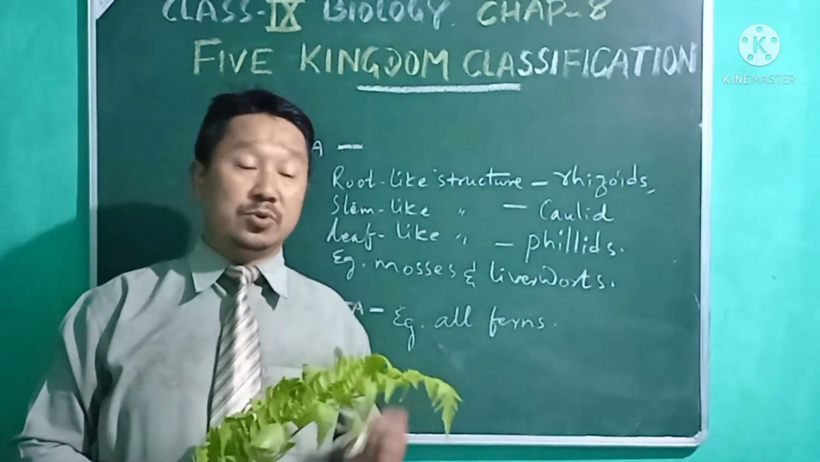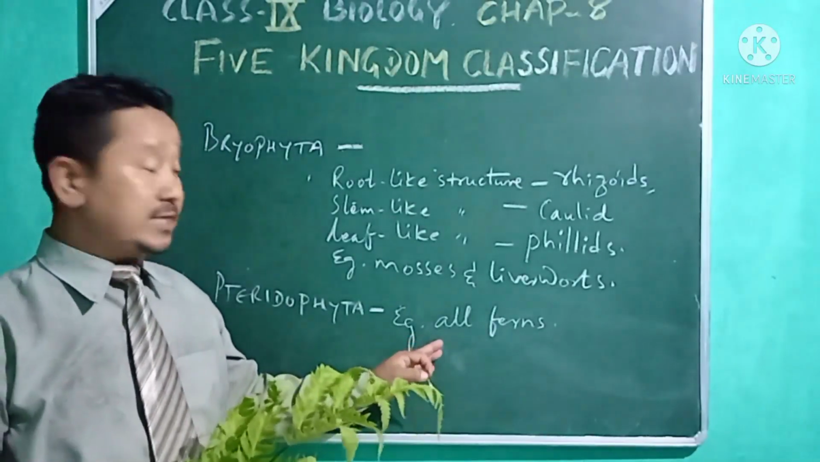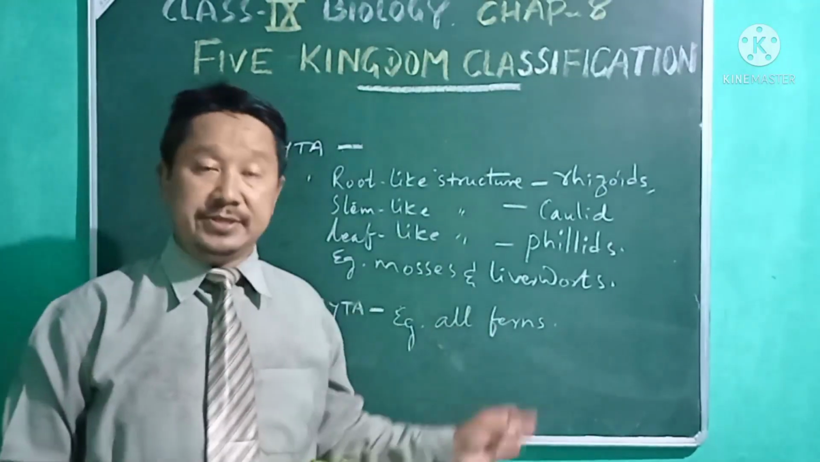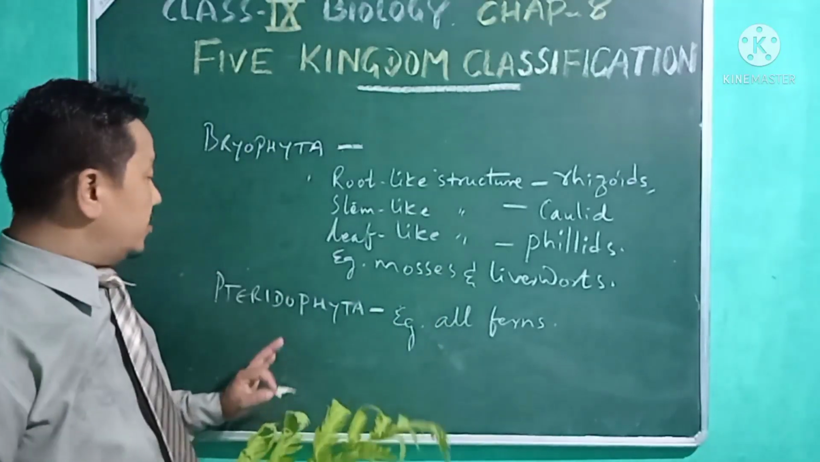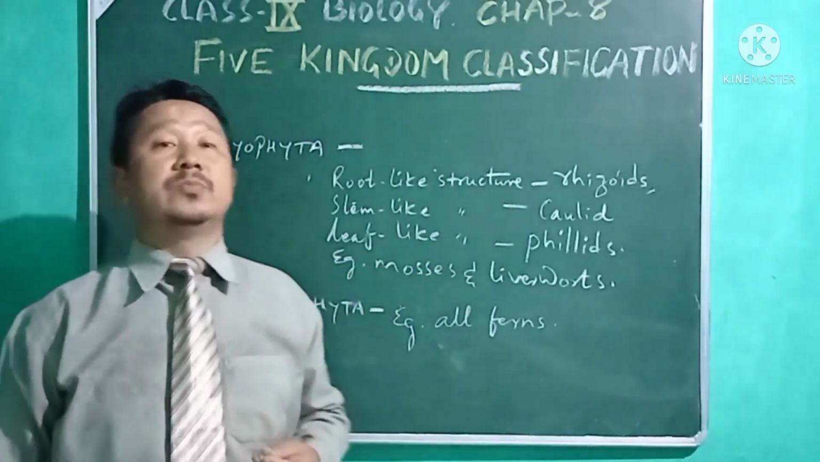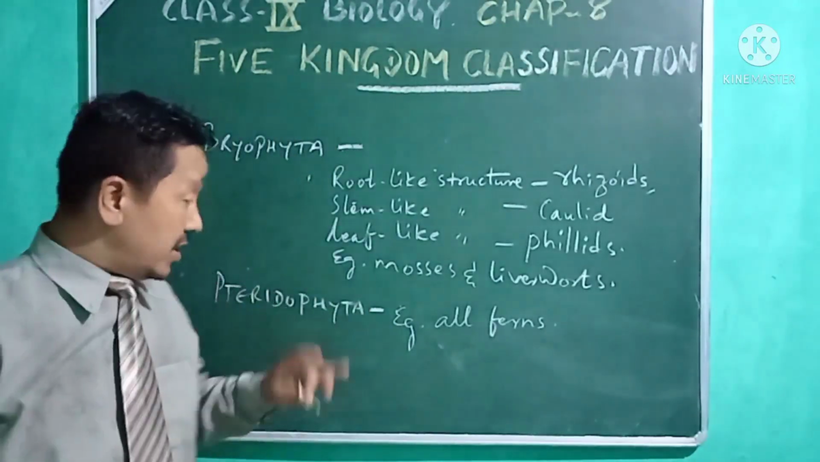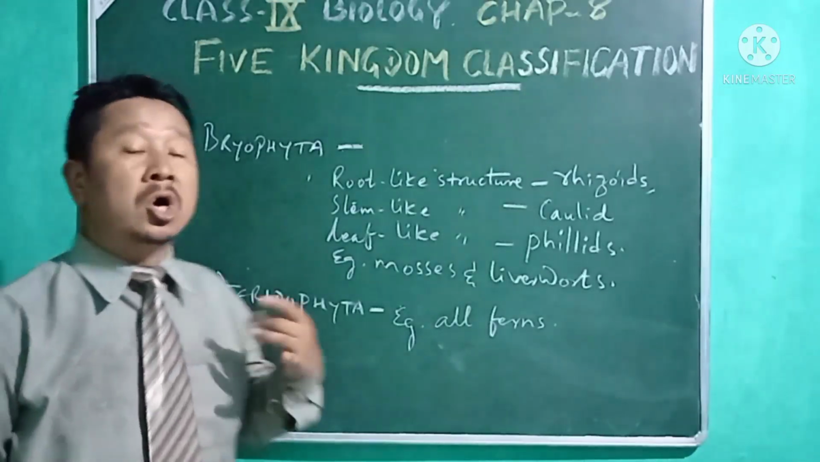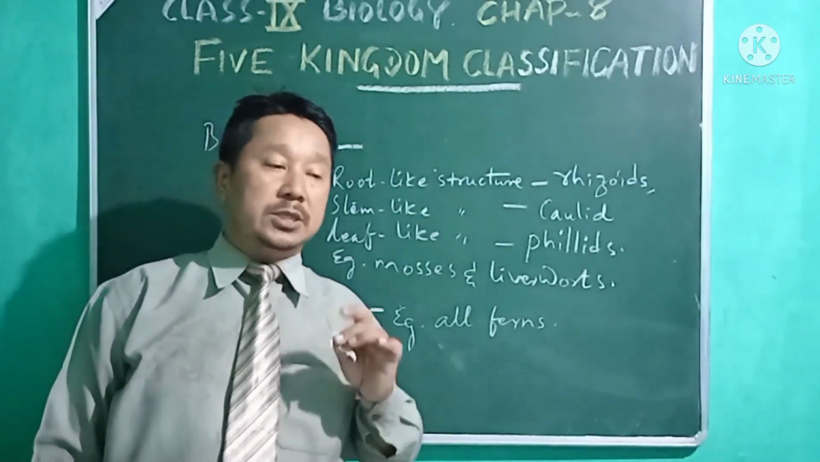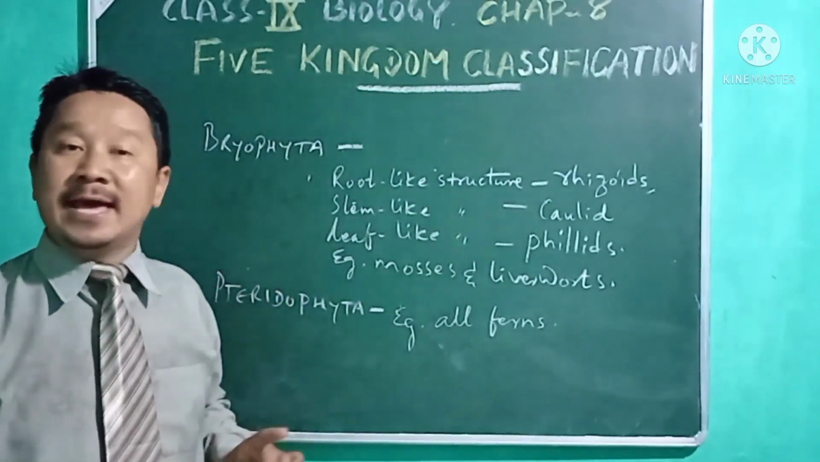Okay, so that's all about Pteridophyta, and the examples I've given you are all ferns. So these are all about Pteridophyta. Remember, up to this point we don't find the body differentiated into root, stem, and leaves, but from Pteridophyta onwards we find the body well differentiated into root, stem, and leaves.